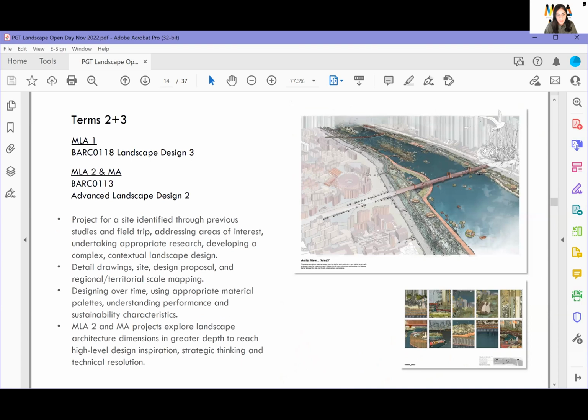Then in terms 2 and 3, you'll have specific sites that you've selected either from your previous studies or from your field trip, and this will really be a way for you to address and pinpoint your area of interest, and you'll undertake research about that site, and then you'll begin to iterate and propose a larger scale design project that will explore things in greater depth. You'll apply your knowledge from your environmental and ecology modules and explore some of the theoretical ideas as well by applying this to this larger scale design project.